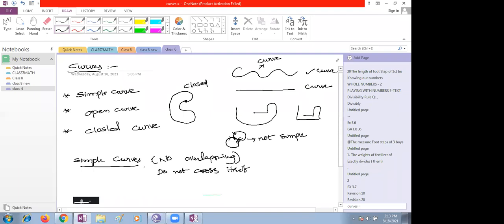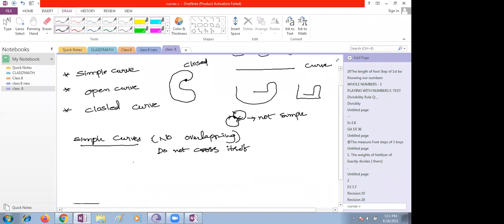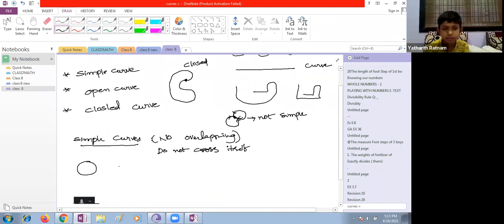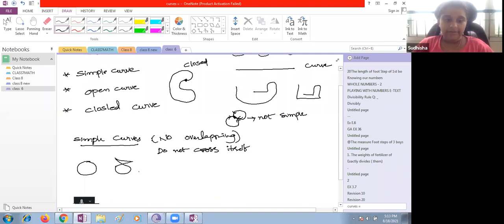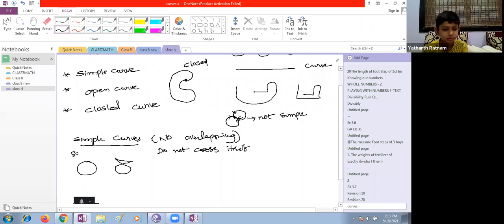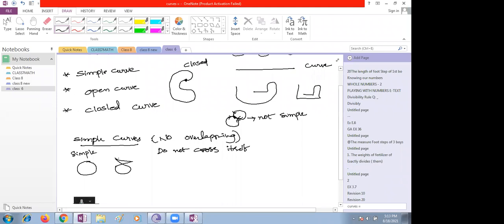Suppose you have to see some examples here. Is it a simple curve, children? Let me draw. Is it a simple curve? Yes, simple curve. Suppose, is this a simple curve, children? It's complex. Very good. This is simple. This is complex. It's not a simple curve.